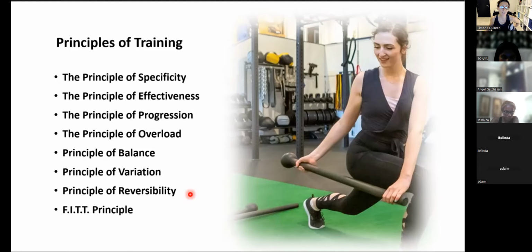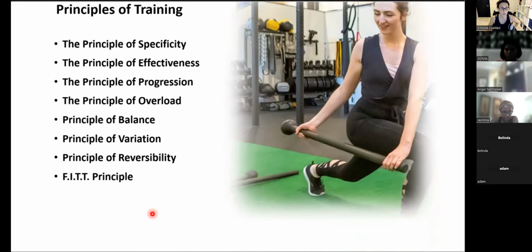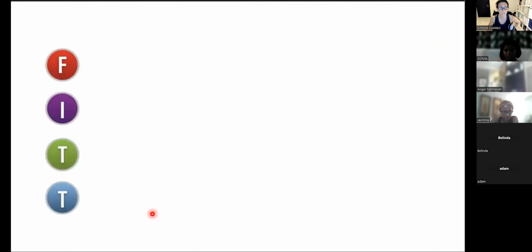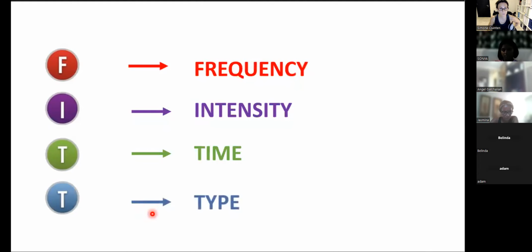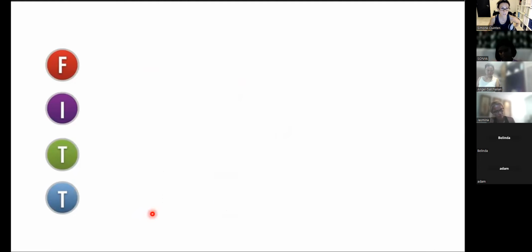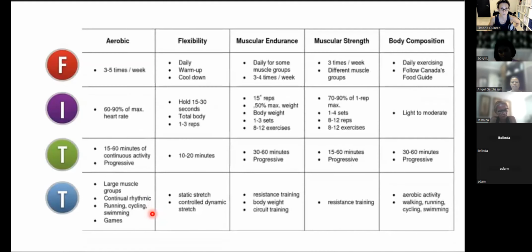Okay, but this is basically what it means. The FIT principle stands for frequency, intensity, time, and type. And that is basically how we are going to program each of the training programs, no matter whether it is a cardiovascular or a strength training program. And this one is kind of an example. Take a screenshot, because this is not in your book, okay? So I'm just giving you this one as an example.